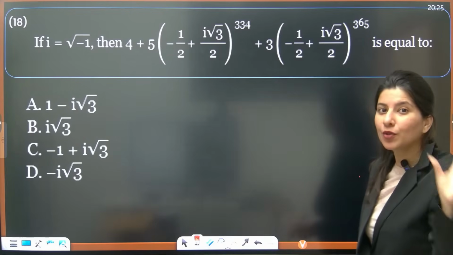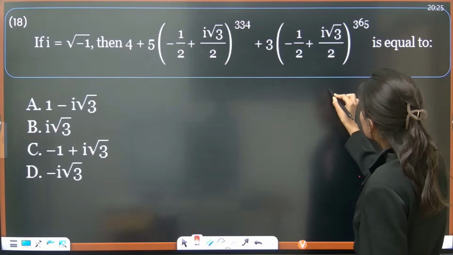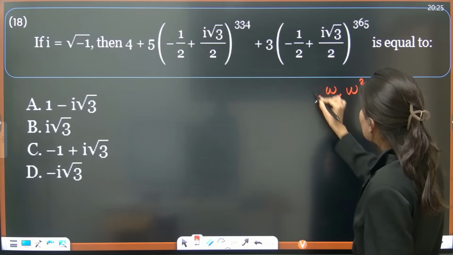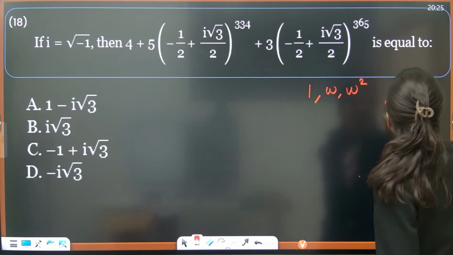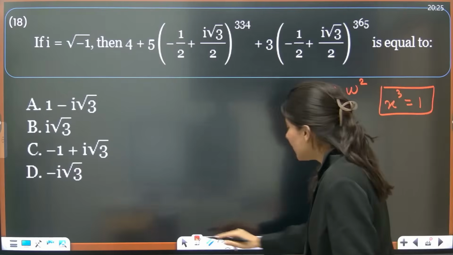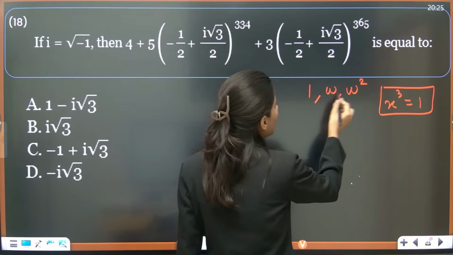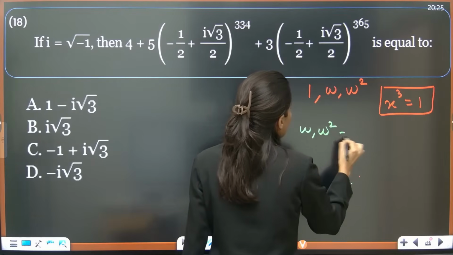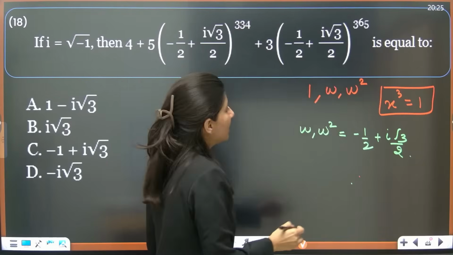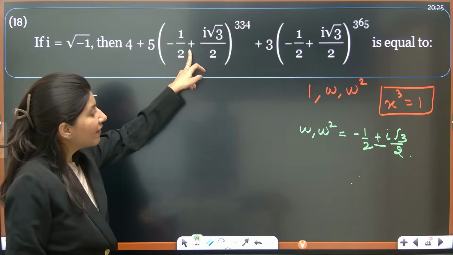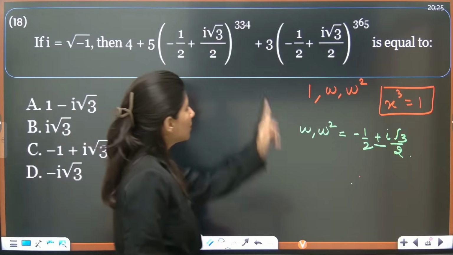Do you remember the cube roots of unity? Let me remind you. The cube roots of unity are 1, omega and omega square. Basically, there are three roots. If x cube is equal to 1, there will be three roots of this equation. One root will be 1 and the other two roots will be imaginary. Omega and omega square are minus 1 by 2 plus or minus iota root 3 by 2.